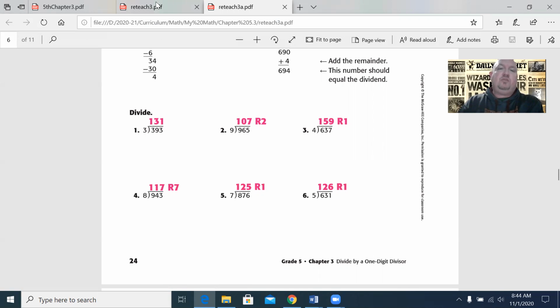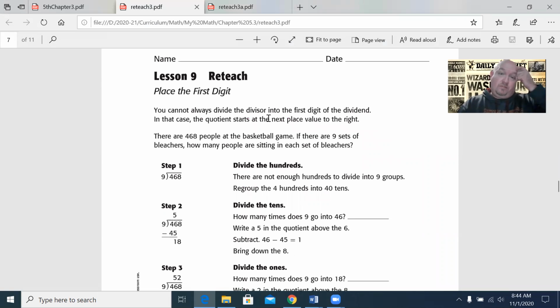And now let's teach today's lesson. We're going to place the first digit. What we mean by place the first digit is that our divisor, the number on the outside, is not going to go into the first number in the dividend. So you cannot always divide the divisor into the first digit of the dividend. In that case, the quotient starts at the next place value to the right. So if it doesn't go into 4, we regroup that 4 and we go into 46.